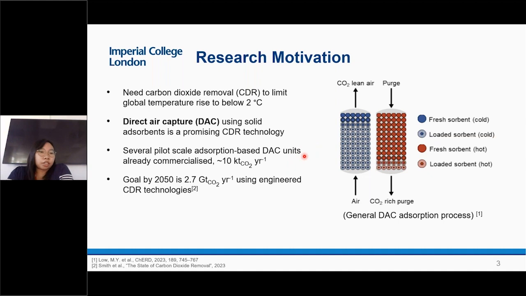So today, there are several pilot scale adsorption-based DAC units that have already been commercialized, and in total, these are capturing approximately 10 kilotons of CO2 per year. But the goal by 2050 is to capture and remove 2.7 gigatons of CO2 per year using engineered CDR technologies. So obviously there's still a lot of scale up that needs to happen and progress in a very short amount of time.